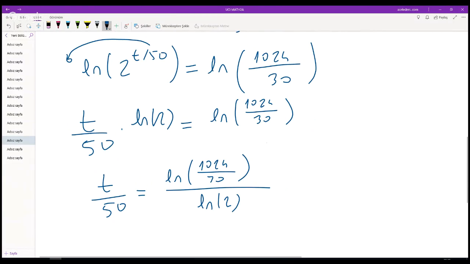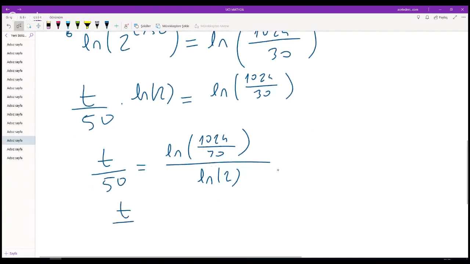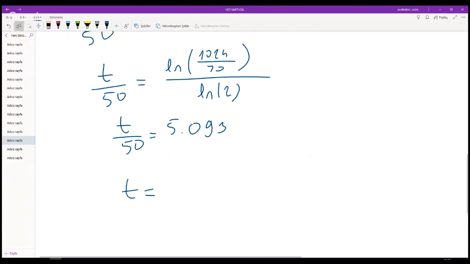So I write that to my calculator first: ln, and I open a parenthesis, and I write 1024 over 30. I close the parenthesis, and I say divided by ln 2, which gives me T over 50 is 5.093, and I multiply that by 50, which is 254.655 years. Okay, this was a half-life question.